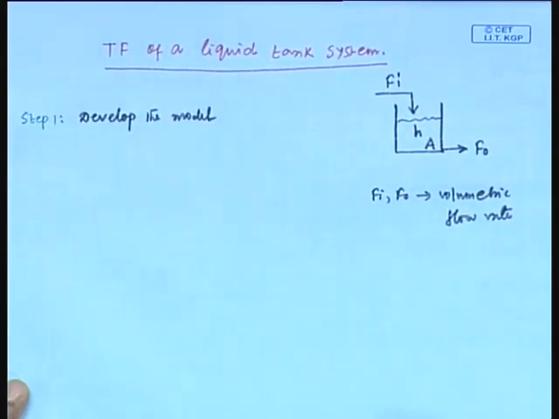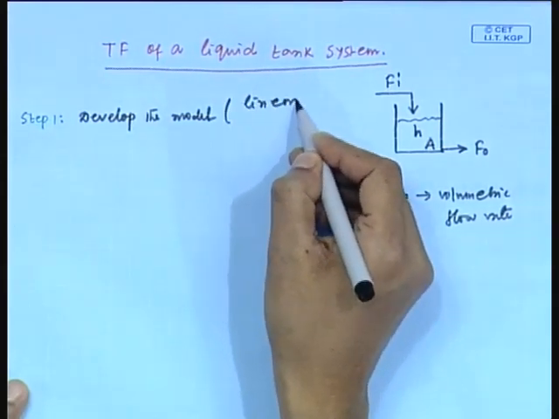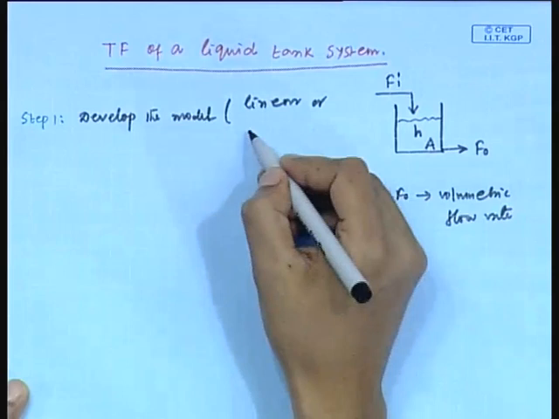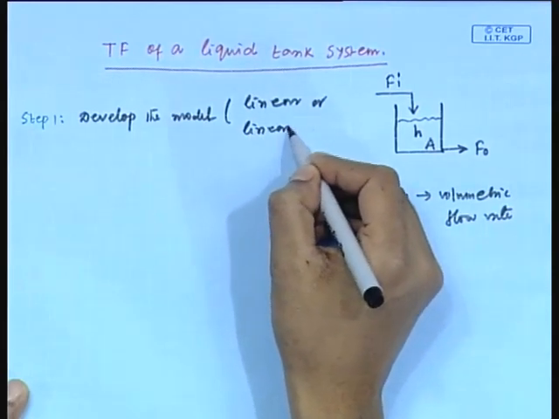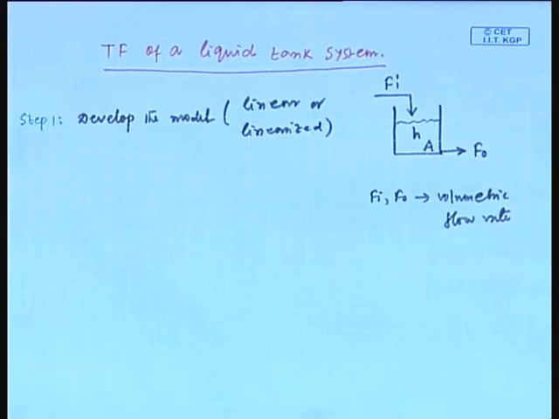This is the first step. The model should be linear or linearized nonlinear model. If the model is linear, it is fine. If the model is nonlinear, we have to linearize that using Taylor series. So, what is the model of this system? I mean, what is the modeling equation?